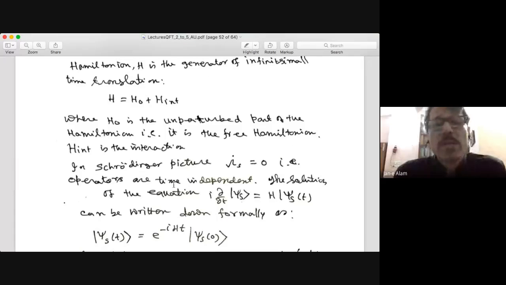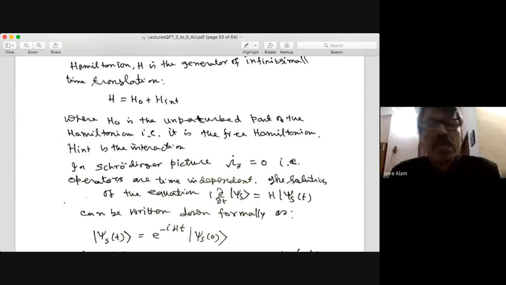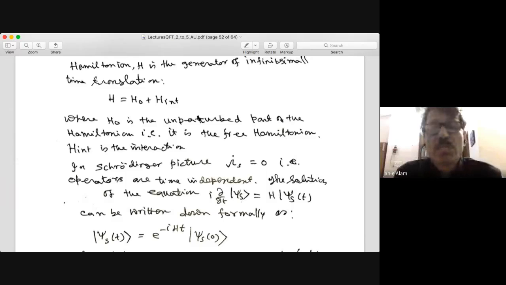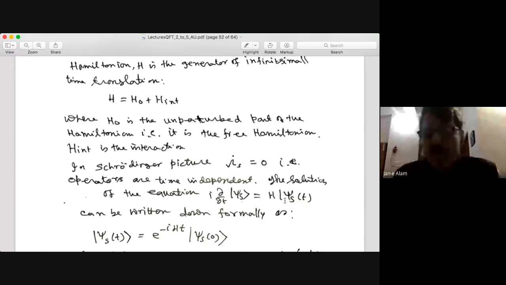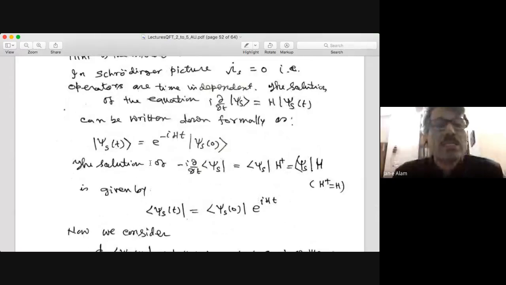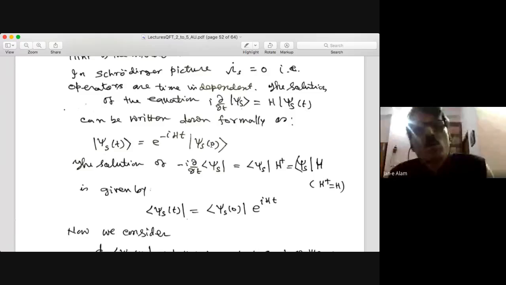Now, in the Schrödinger picture, the operators have no time dependence. Suppose omega_S is an operator in the Schrödinger picture. By dot we mean time derivative, then omega_S dot is 0. The operators are time independent in the Schrödinger picture. Now, the solution of this equation, i d/dt psi_S equals H psi_S, can be written formally as the ket vector psi_S(t) equals e to the minus iHt psi_S at t equal to 0.